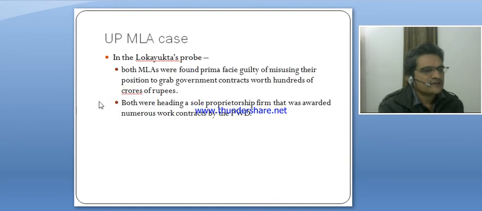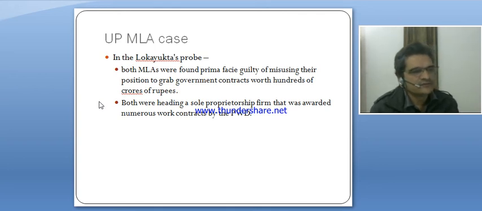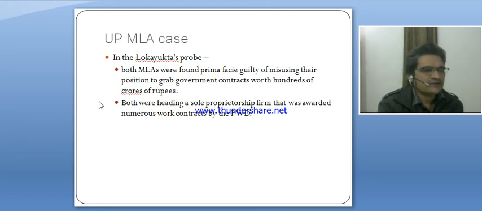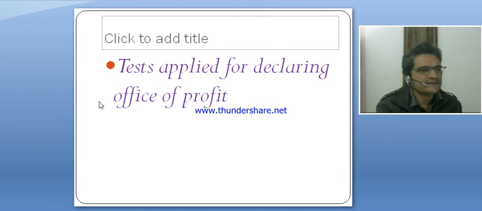In the UPMLA case, I mentioned that they were having interests in the crores of tenders which were being given by PWD. In fact, they were sole proprietorship firms of these people. So it was found in the Lokayukt probe. Finally, they were declared to be holding the office of profit and disqualified.